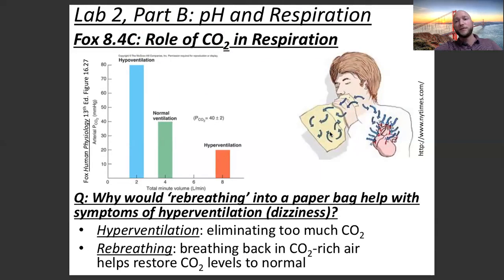Why would this help? Well, it's going to help because it's going to slow the elimination process of CO2. When you breathe into a bag, you're going to breathe that CO2 right back into your body, and so it helps maintain CO2 levels. If you hyperventilate, you could exhale more CO2 than you produce, throwing your body out of balance, making you dizzy. If you rebreathe into a bag, it can help maintain those CO2 levels.